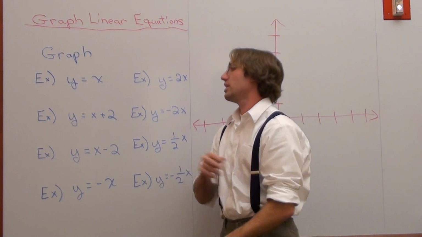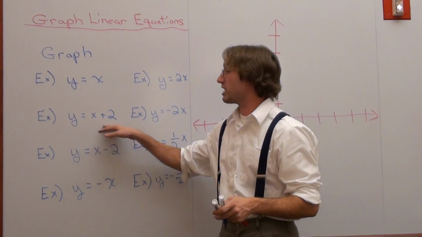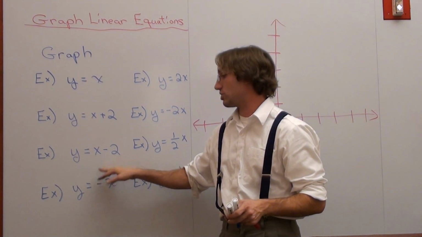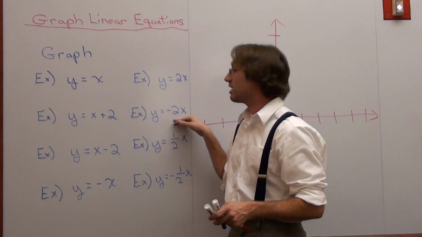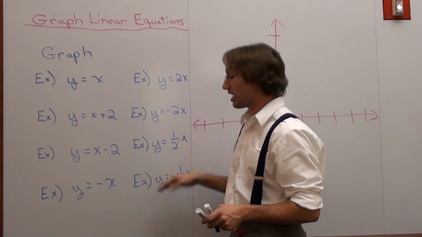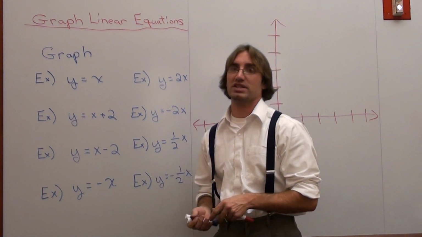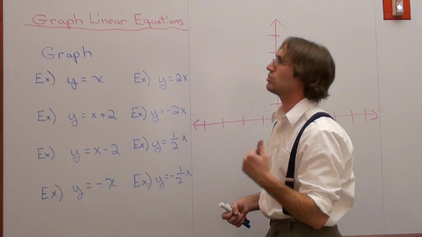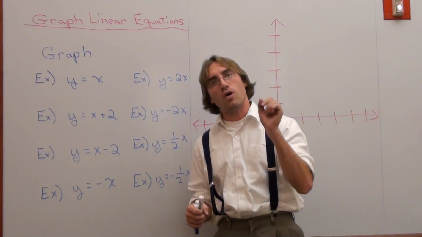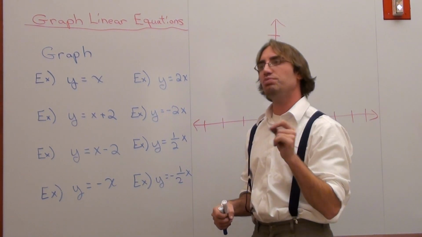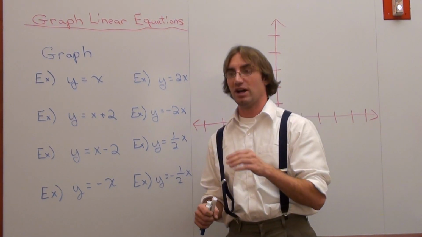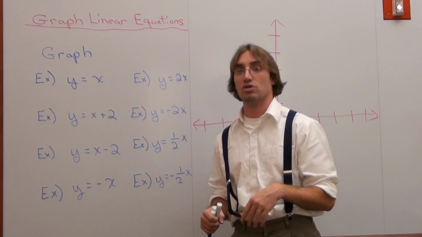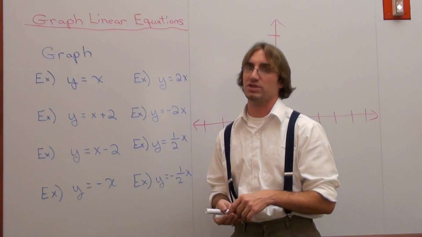I also have some other examples that I want you to do. Y equals x plus 2, y equals x minus 2, y equals negative x, y equals 2x, y equals negative 2x, y equals 1/2 x, y equals negative 1/2 x. I want you to be able to graph all the functions. I want you to be able to tell me if they have a y-intercept. I want you to be able to tell me if they are positive or negative in terms of slope. It's as simple as that.